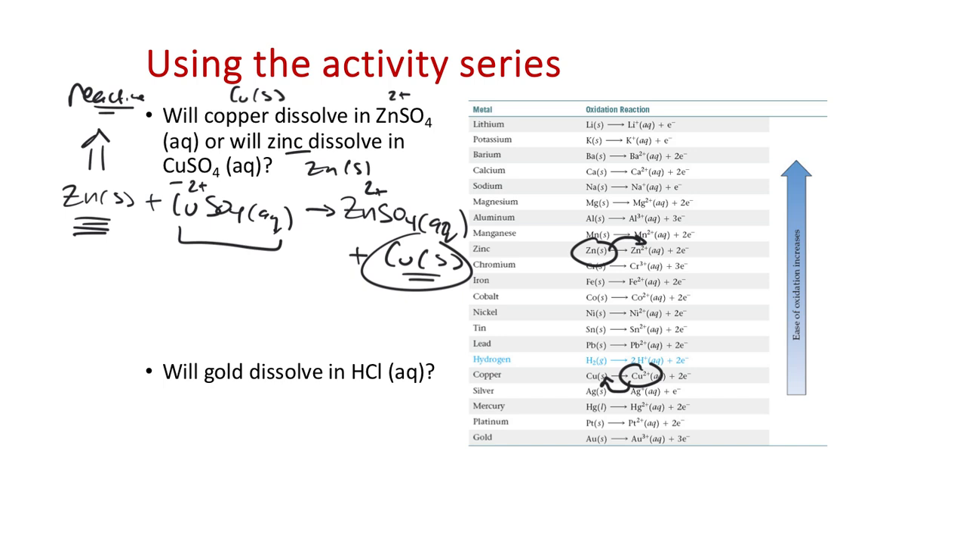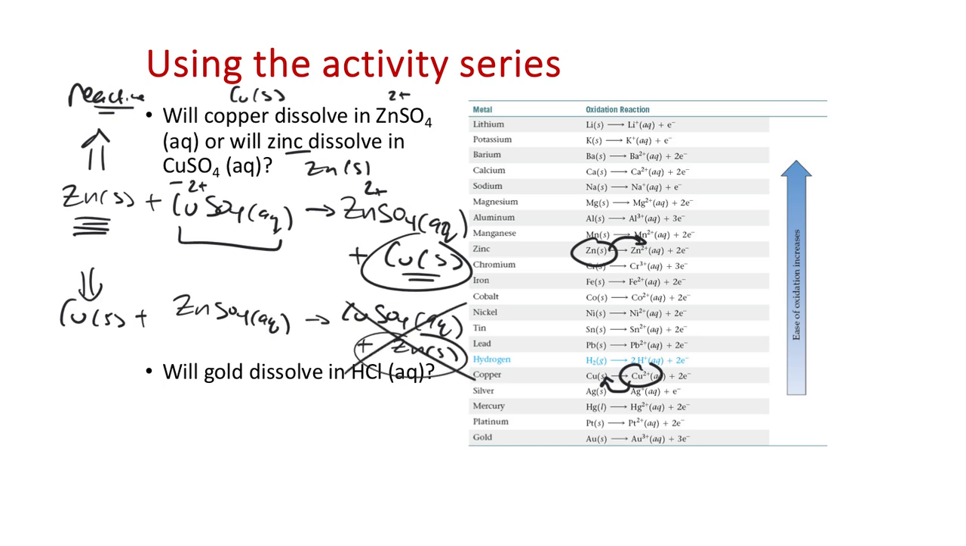Now, if I think of the opposite reaction, if I said, well, why does this not take place at all? If I take the copper solid into the solution of zinc sulfate, the issue here is that the products would be copper sulfate if they did react, plus zinc solid. Now the problem here is that this is less reactive than the product, so this reaction doesn't take place. So I get no reaction when copper and zinc are added together, because it's just the flip of the top reaction.